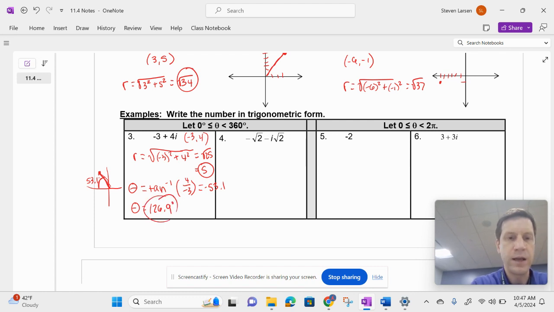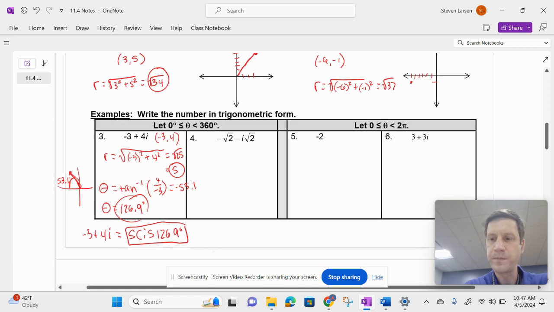So my final answer, negative 3 plus 4i, written in trig form, is going to be r, which was 5, times cis of 126.9 degrees. There is my trig form.